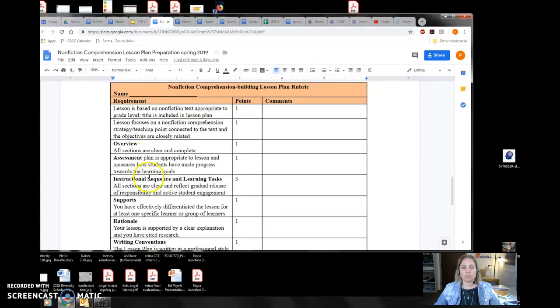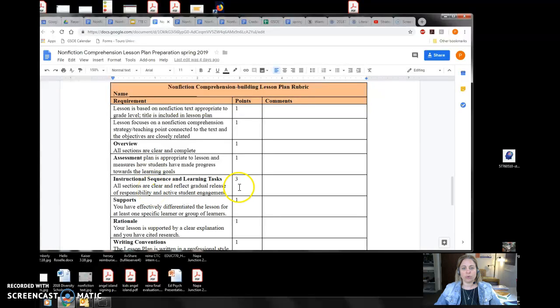Make sure these correspond to the sections of the lesson plan itself. So if you're not sure what I mean by overview, look at the lesson plan format. The overview refers to the first part. Make sure you have a clear assessment plan. How are you going to know whether students have met your learning objectives for this particular lesson?